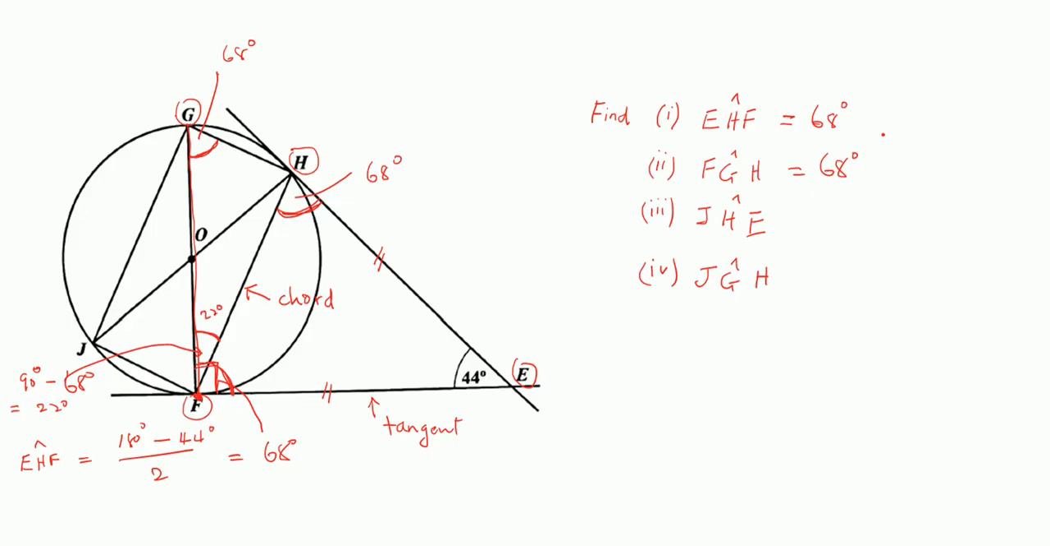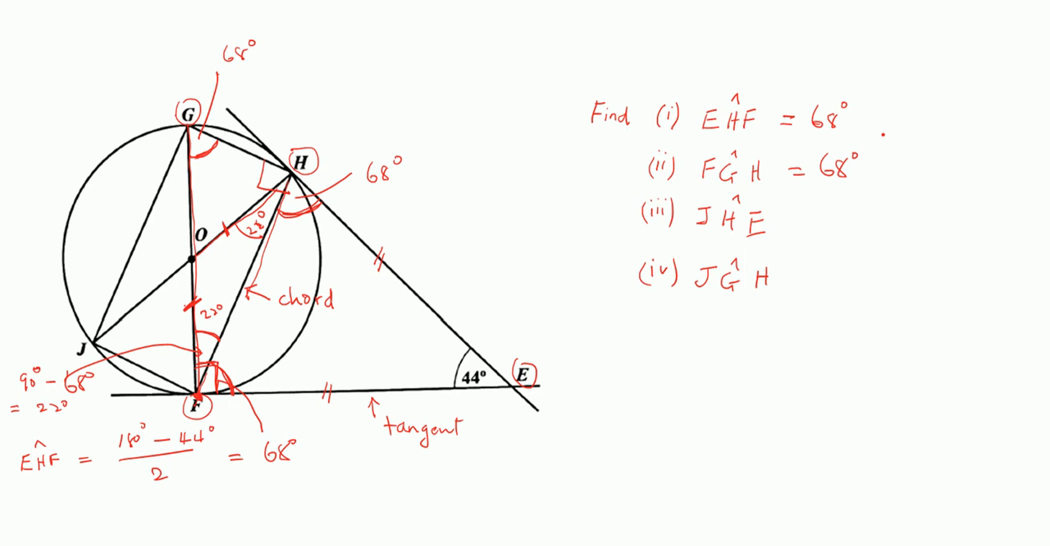All right. Now, OF is a radius, and OH is also a radius, which means that this triangle here is an isosceles triangle. So if this is 22, then this angle here is also 22 degrees. Alright? So we know that this here is 90 degrees, right? Because GF is a diameter of the circle.